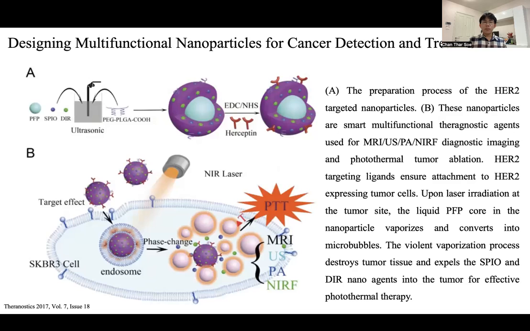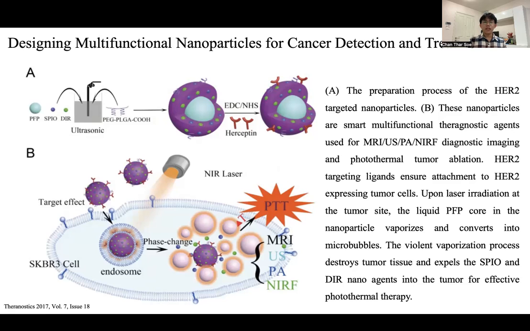So this is one example of designing a nanoparticle for cancer detection and therapy. Here we are using the PFB. This is the liquid PFB. This liquid PFB is encapsulated by the matrix of the polymer, and also SPIO and DIR.